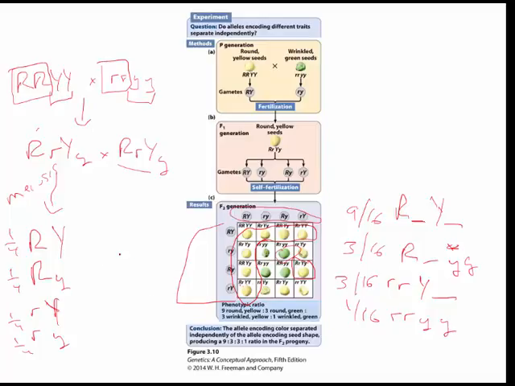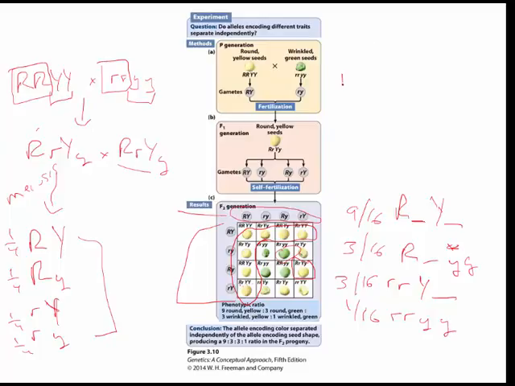That means independent assortment. The fact that these are all equally likely occurs because of independent assortment. So if you see 9 to 3 to 3 to 1, it means that independent assortment has occurred. All right, so that's a couple things.